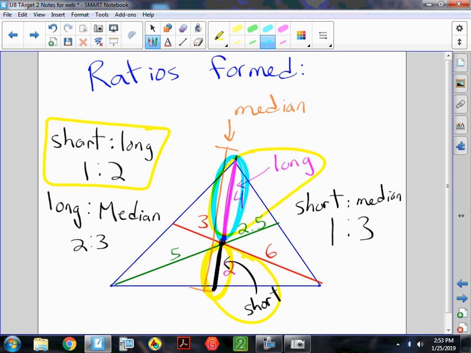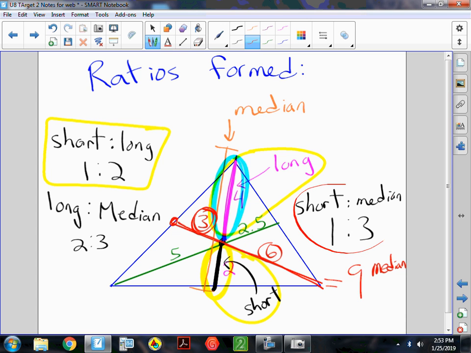If I look at each of those parts compared to the median, take the red numbers. The red numbers, I have a 3 and a 6. And so this whole median is equal to 9 for a length. If I look at the short part, 3, from the centroid to the midpoint, 3 compared to 9 is a ratio of 1 to 3, or the short segment from the centroid to the midpoint is 1/3 of the length of the median.